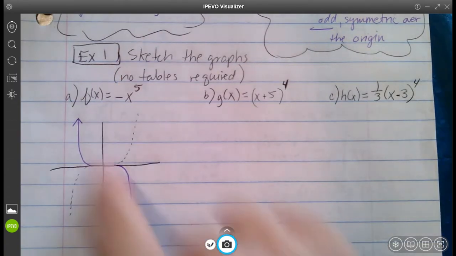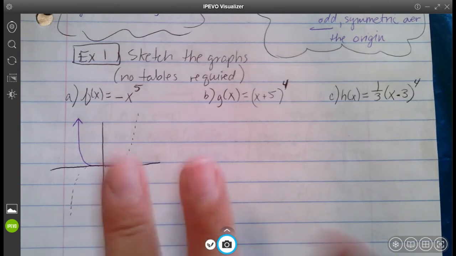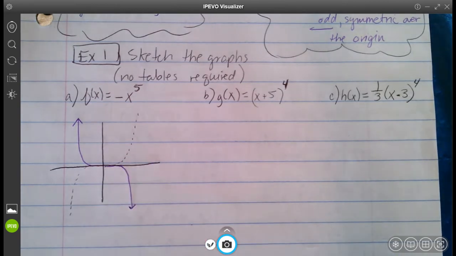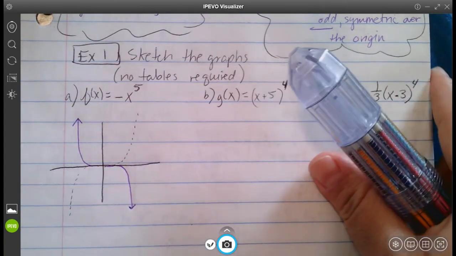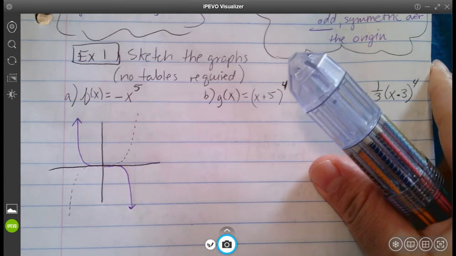Okay, so this purple one, this would be my f of x, or more a rough estimate of what it might look like. Okay. And that's pretty much it for that one. g of x is equal to (x + 5) to the fourth power.